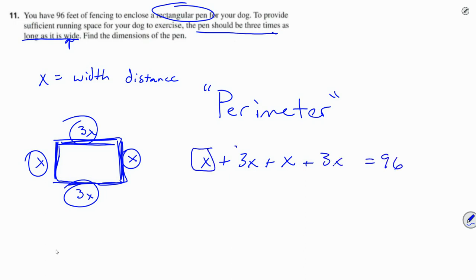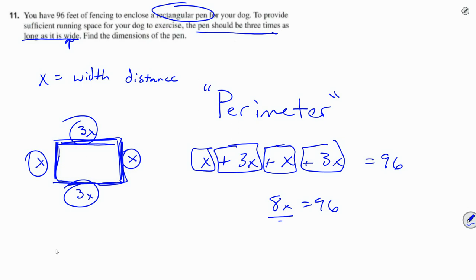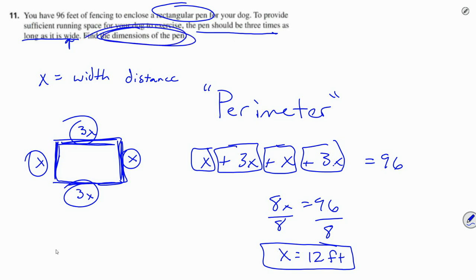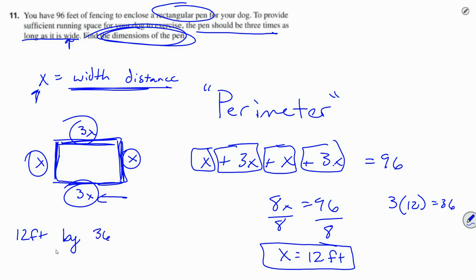From there, if we combine all our like terms, we get 8x equals 96. Divide both sides by 8 and get x equal to 12 feet. Now, we're not finished just by solving for a single variable because it says find the dimensions of the pen. When we solved for x, all we solved for was the width distance. So right now we know it's 12 feet by something. If we use the definition of the length, 3 times 12 is 36, so now we know it's by 36 feet.